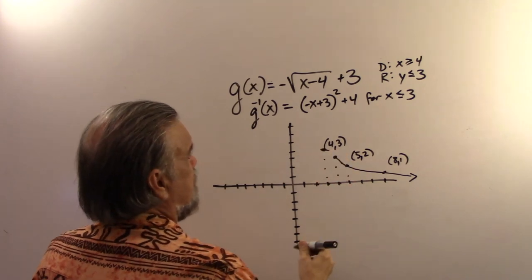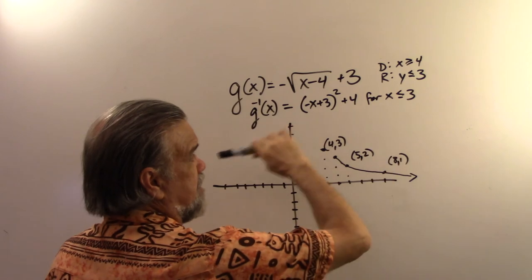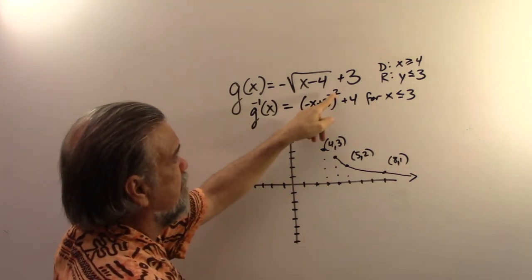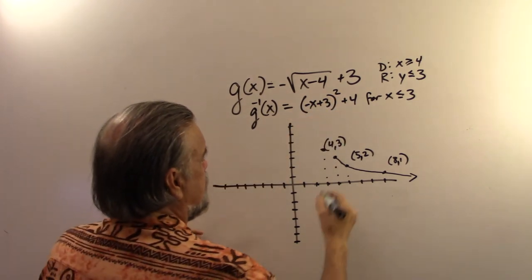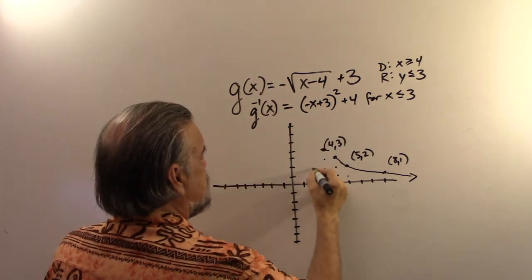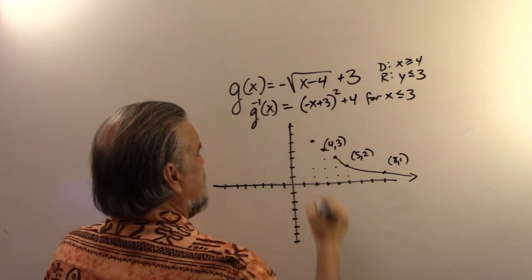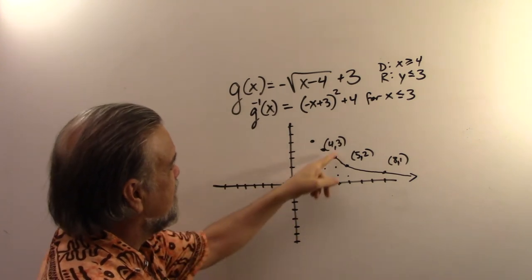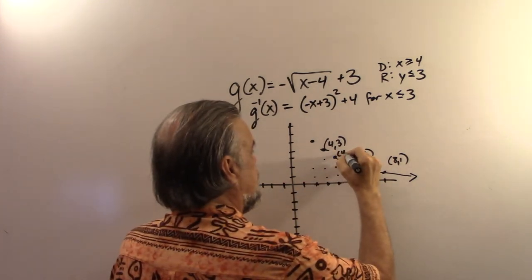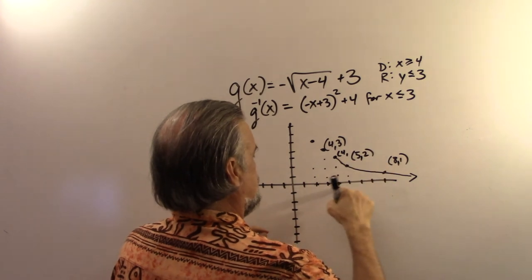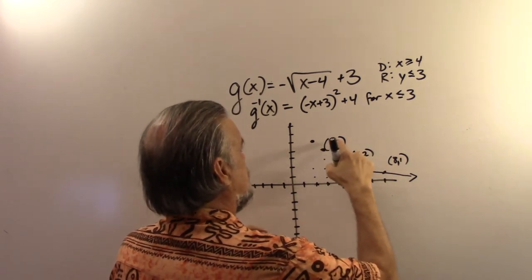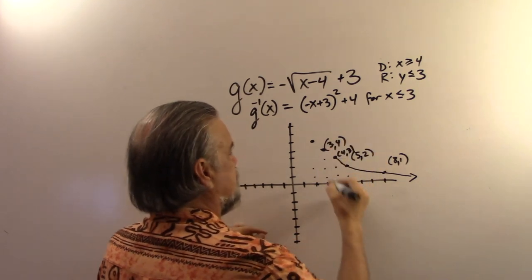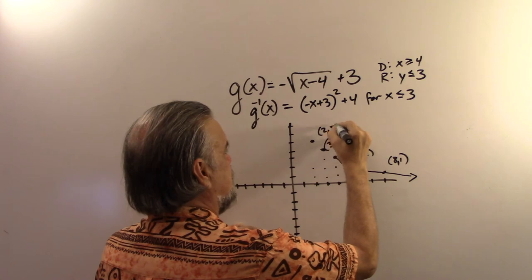Okay? And then I want to count down. So if x is 2, I get negative 2 plus 3, which is 1, squared, plus 4. So that's going to be 5. So I'm going through the point (2, 5). And then, of course, I stop and say, hold it. Yeah, this was the point (4, 3). Oh, sorry, I'm doing this wrong. This is (4, 3). This is (3, 4). Okay? And this is (2, 5), like that.